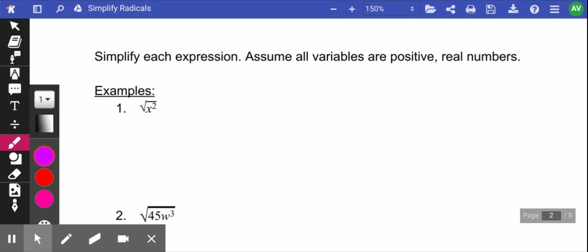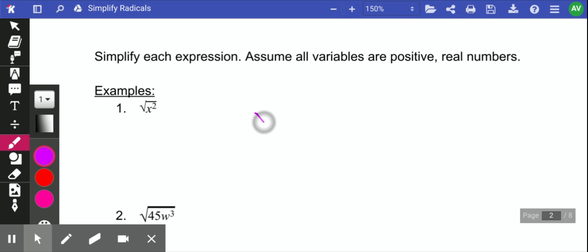All right, so now we're moving into some new territory. We're going to simplify each expression and assume all variables are positive real numbers. So this time, we're not just dealing with numbers, we're dealing with variables. So here I have the square root of x squared. The square root of x squared is like it's asking, what number times itself gives you x squared?